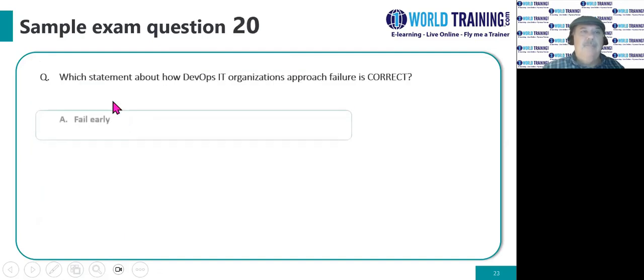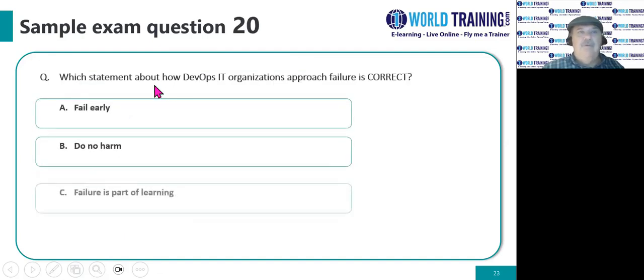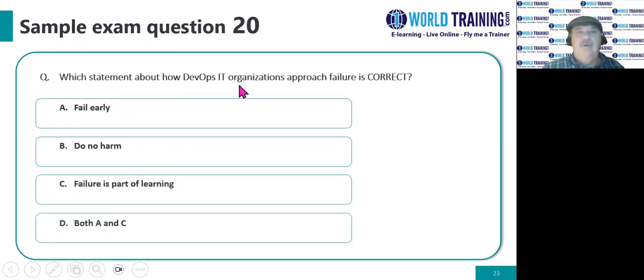Which statement about how DevOps organizations approach failure is correct? Fail early? Yes, that's true. You don't want failures to propagate before they get more expensive and do more harm.